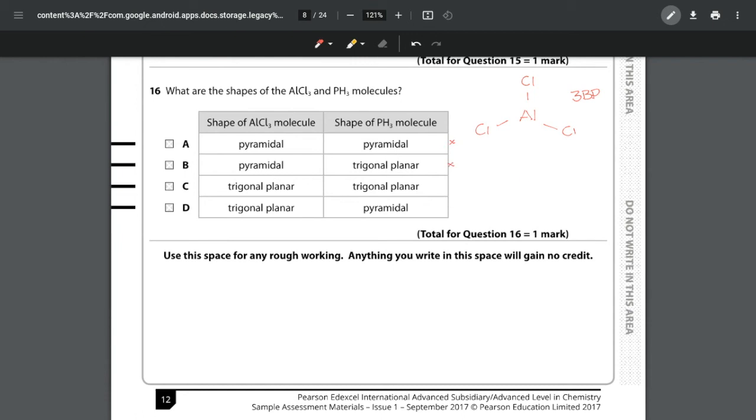And for phosphorus, phosphorus is in group 5, so it has a lone pair, and then it has the 3 bonds to the hydrogens. So we have 3 bonding pairs and 1 lone pair. Obviously both of them cannot be trigonal planar because they have different amounts of bonding and lone pairs. So we can get rid of C. That leaves us with D, which is correct because anything with 3 bond pairs is trigonal planar, and anything with 1 lone pair and 3 bond pairs is pyramidal.